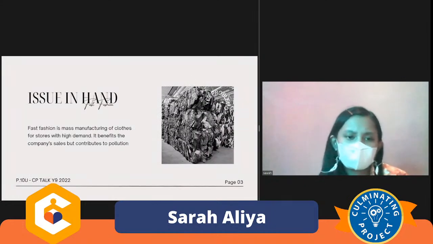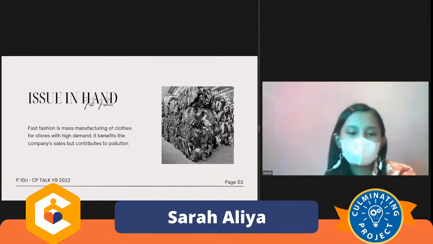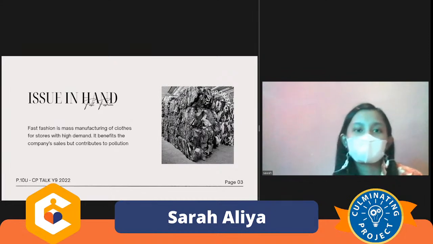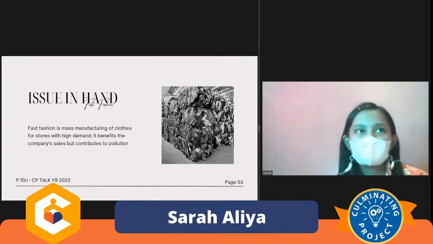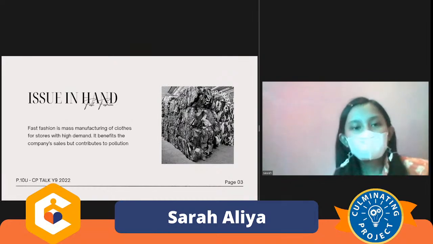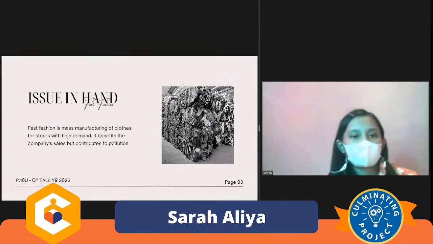The issue I chose to tackle for my project is fast fashion, which is making clothes based on current trends or catwalk designs, and then a brand would sell them at stores where the demand is high. This gives the company profit and sales, which is beneficial, but it also risks the environment, and usually the remaining clothes that aren't sold are dumped at landfills or water, and the clothes are manufactured at factories, which are one of the large causes of air pollution.